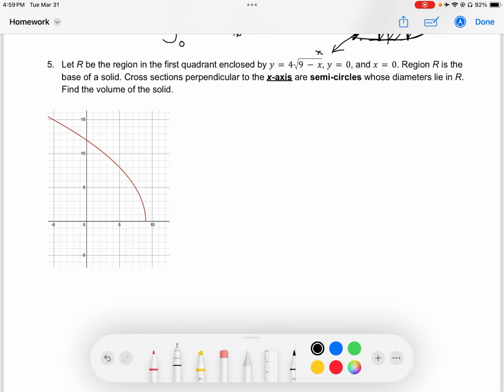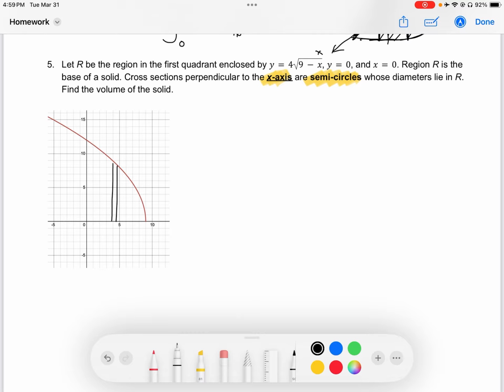Let R be the region of the first quadrant. Oh, it's the same graph. But now we are going to take cross sections perpendicular to the x-axis, and they're going to be semicircles. That's what I like to hear. So what are we going to do? Perpendicular to the x-axis. Let's draw a little cross section. I like it right there.